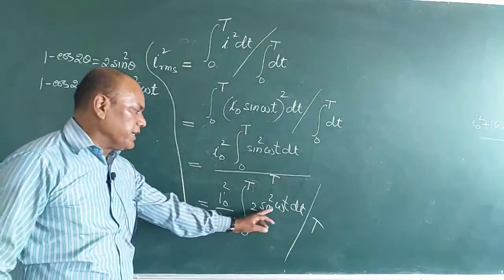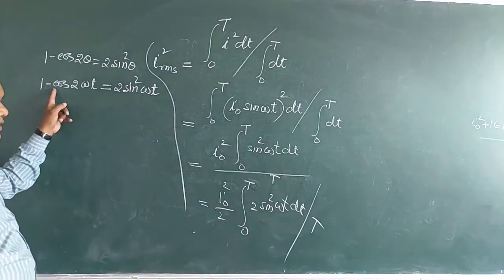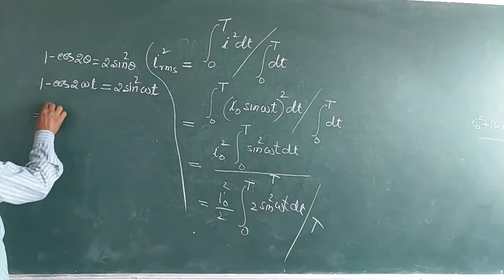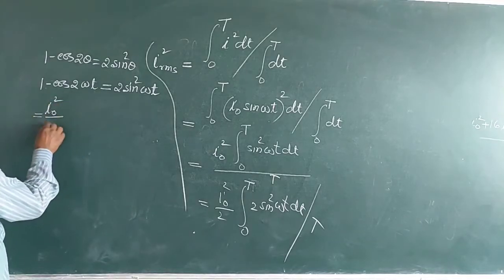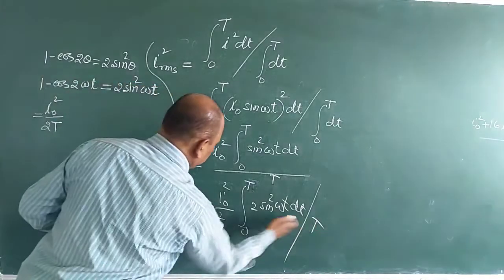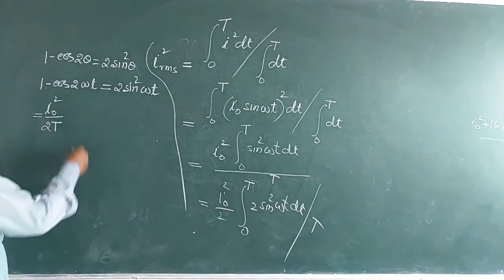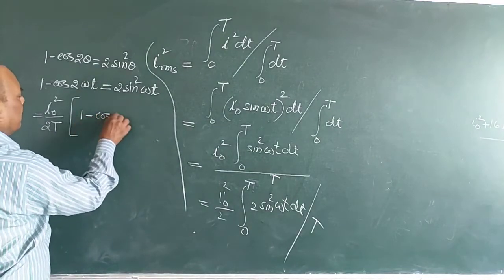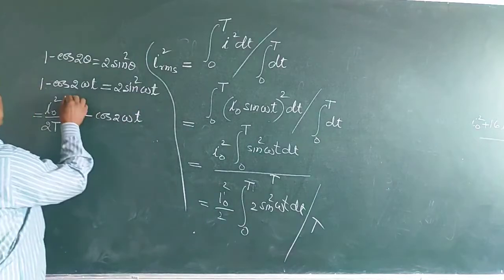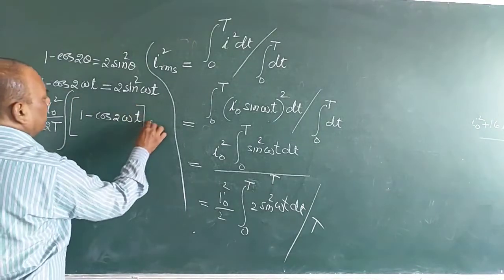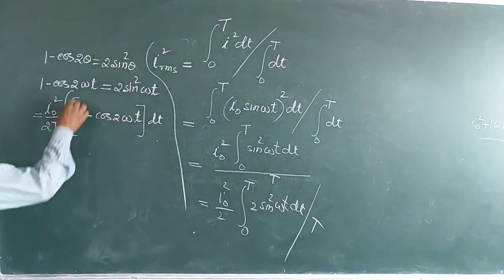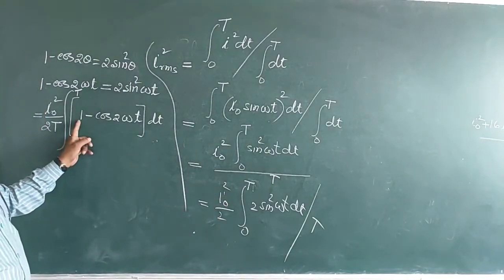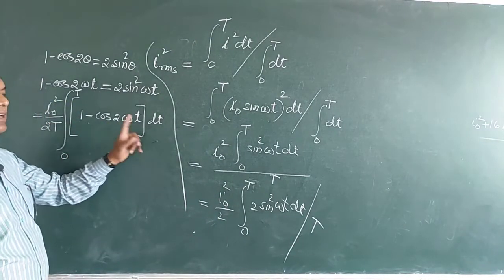So in place of 2 sin square omega t, we have to substitute this value, 1 minus cos 2 omega t, for integration. So this becomes I0 square upon 2t. This t is taken with this I0 square by 2t. Now here this will be 1 minus cos 2 omega t dt, integrating from 0 to t. In place of 2 sin square omega t, it is replaced here 1 minus cos 2 omega t.